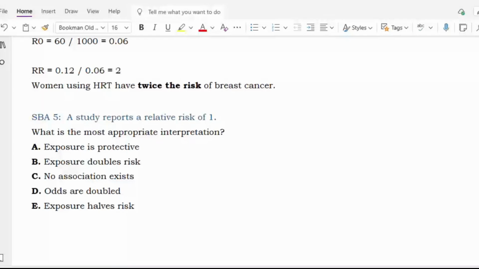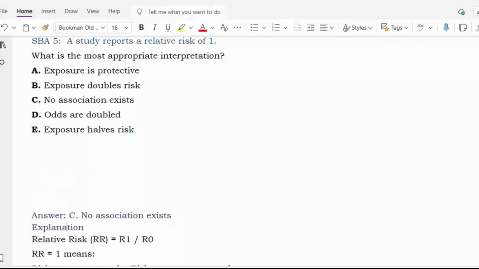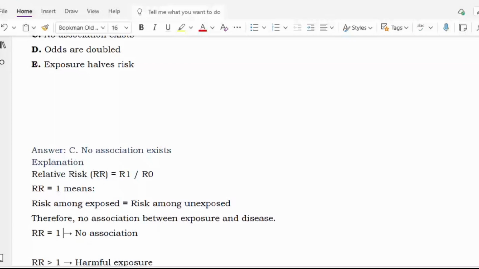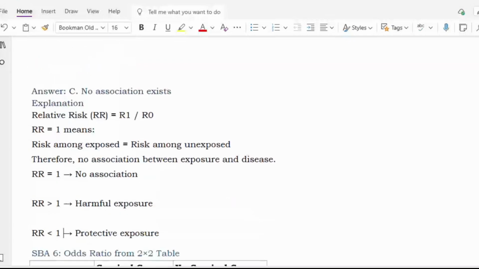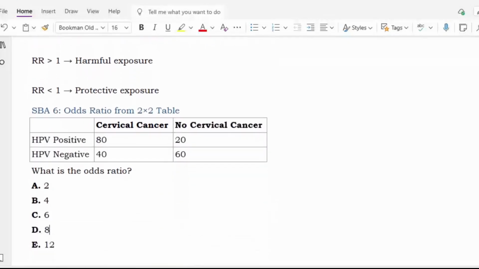No association exists, because RR is equal to 1. RR equal to 1, that is R1 upon R0, means risk among exposed is equal to risk among the unexposed. Therefore, no association between the exposure and the disease. RR more than 1, harmful exposure. RR less than 1, protective exposure. Next.